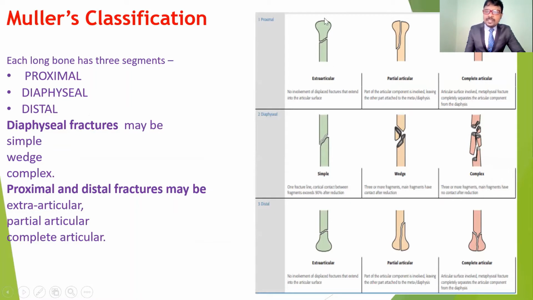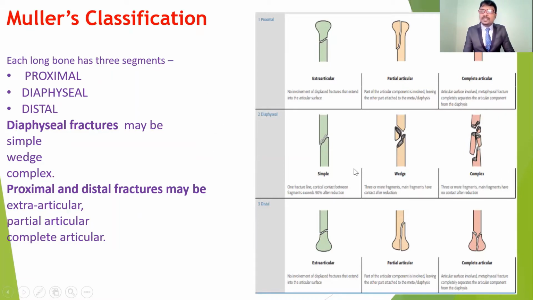If you just take a long bone, this is the proximal end, also the distal end, and also the shaft. The proximal, the shaft, and the distal are divided into many other classifications, other types of fractures. Here, this is the diaphyseal, that's the shaft.